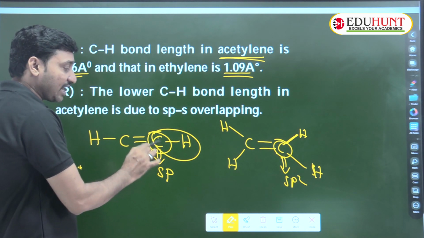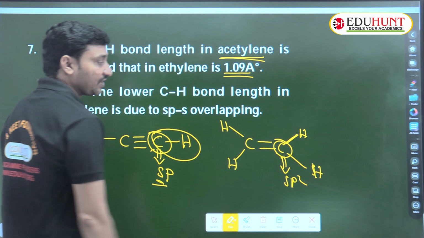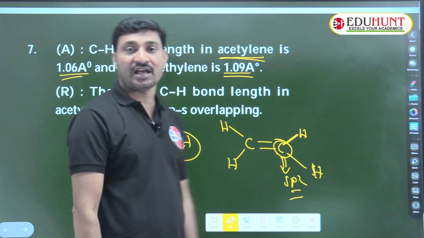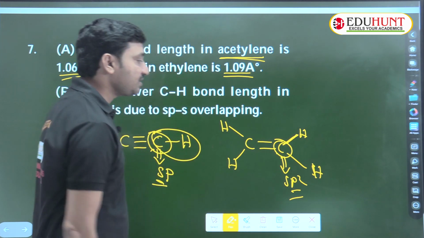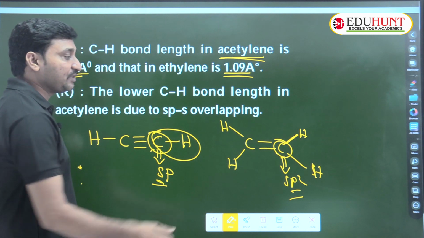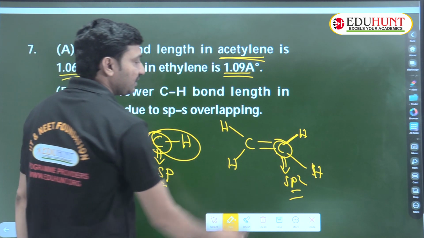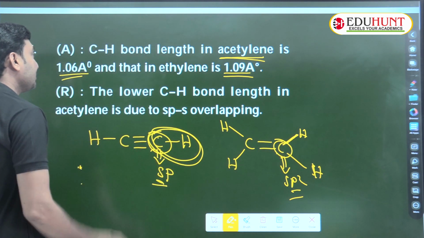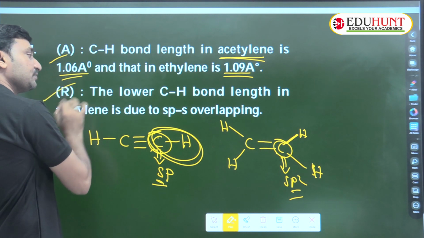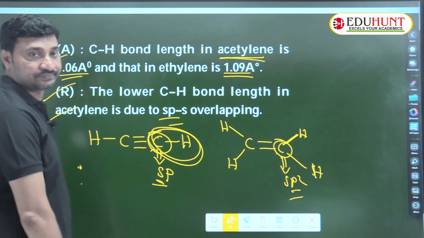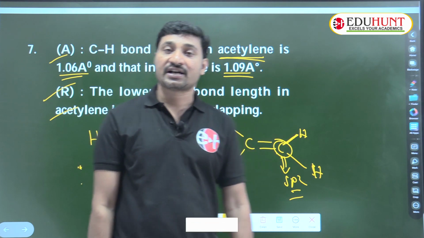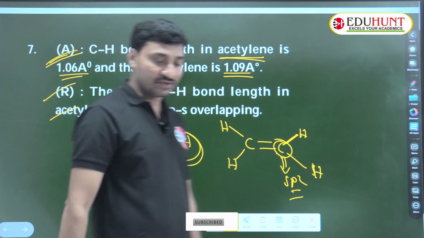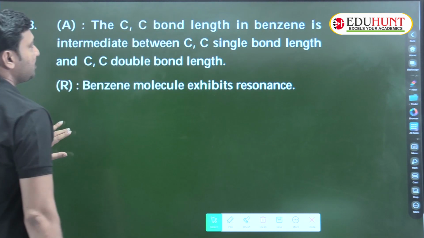Reason: in ethine carbon is sp hybridized. In ethylene carbon is sp2 hybridized. Comparatively, the sp2 hybridized carbon is larger in size than the sp hybridized carbon. The sp2 hybrid orbital is larger. That's why the bond length is slightly higher here. So assertion correct, reason also correct, right? Then reason is the correct explanation of assertion. Okay, then what is the right answer? Option 1.